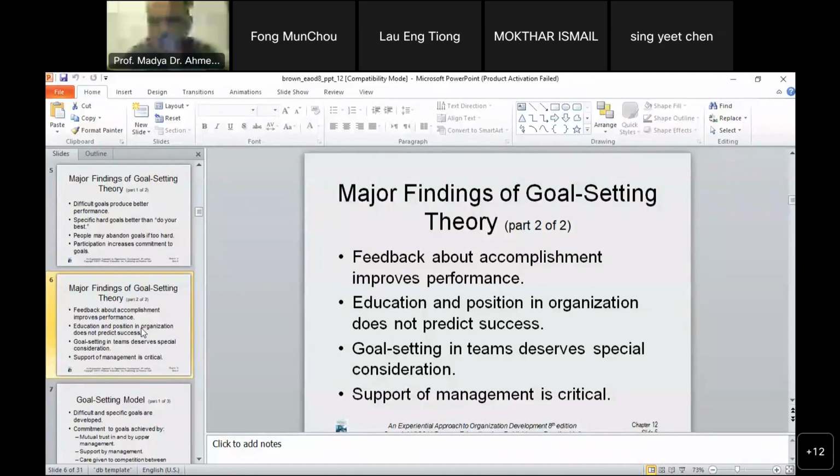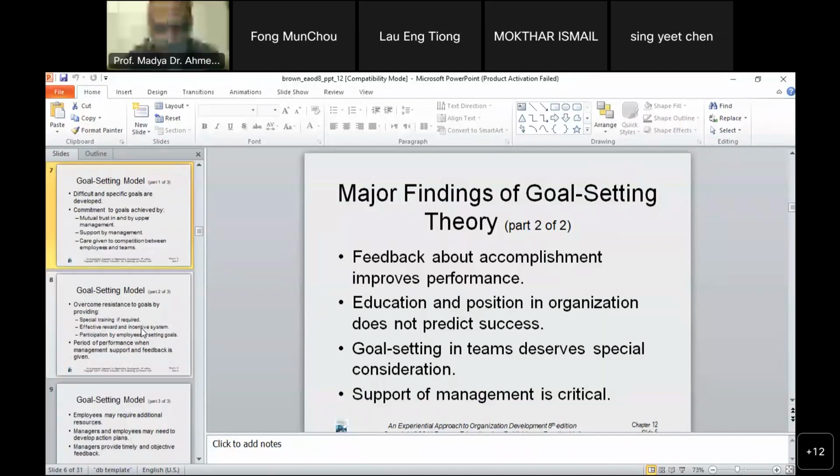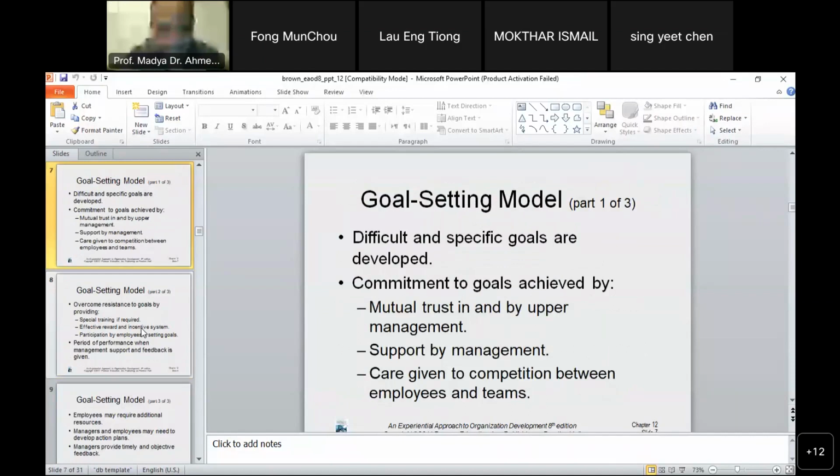Goal setting in teams deserves special consideration. So it is important to have very smart goals, but particularly for teams, you need to give more attention to that. And of course, the support of management is really critical to achieve those goals. So difficult and specific goals are developed, as we said, not easy goals to achieve. Commitment to goals can be achieved by trust, by the support of management, and we should care about the competition between employees and teams.